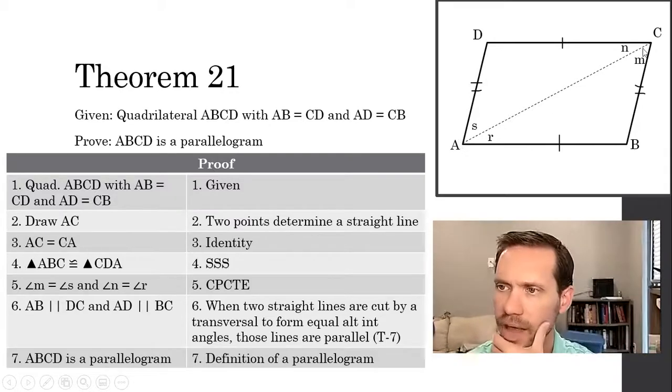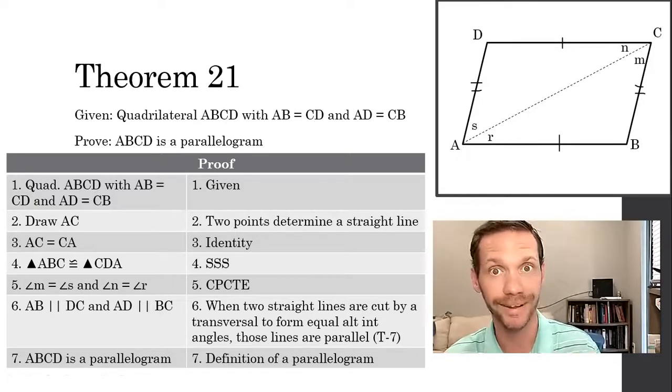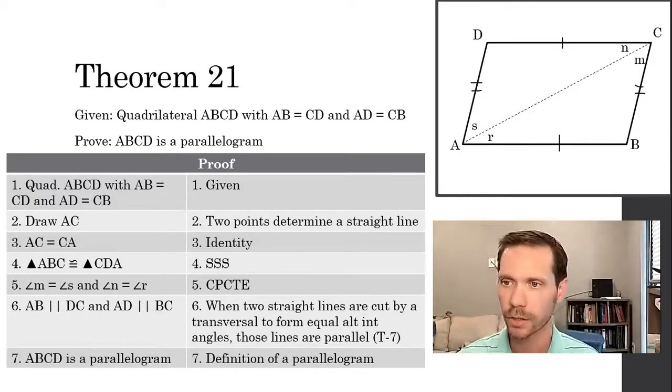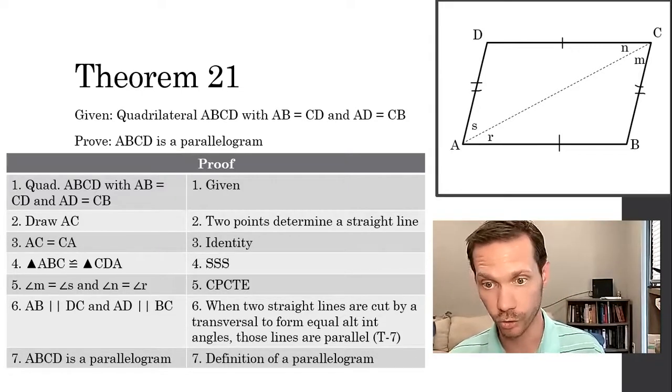But how do we know that AC equals CA? Well, it's because it's the same line. That is the law of identity. So AC equals CA, but now it's easy to show that the two triangles are congruent.